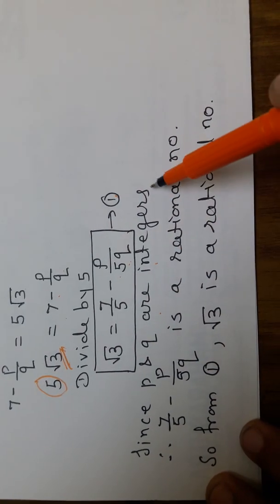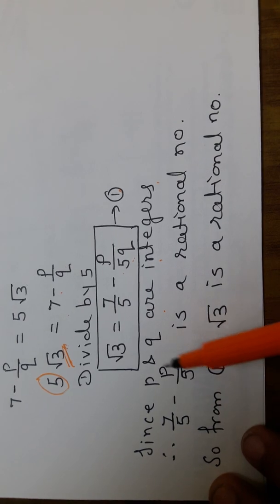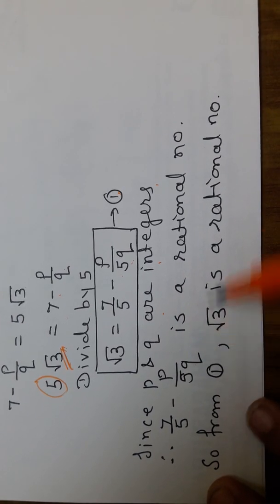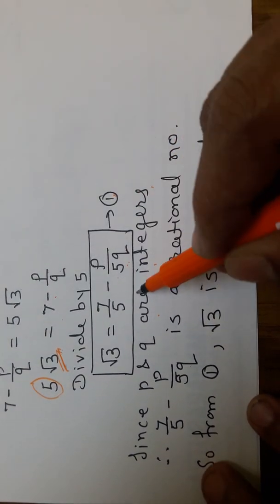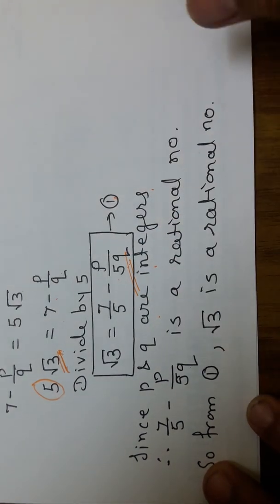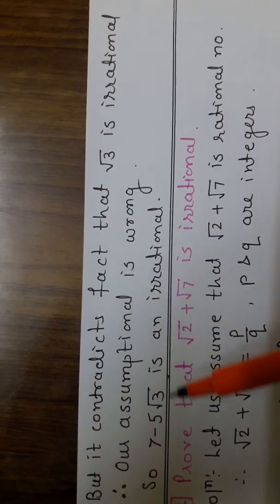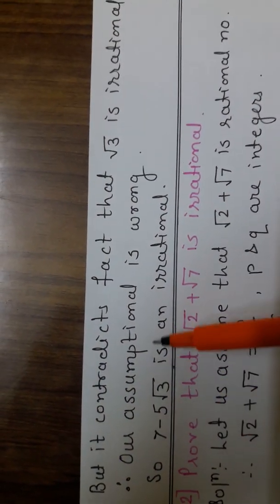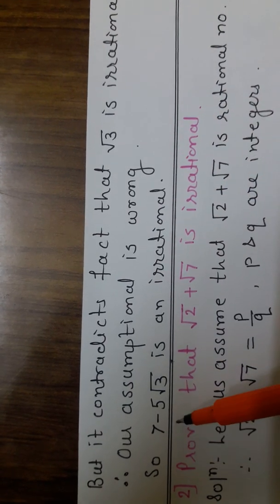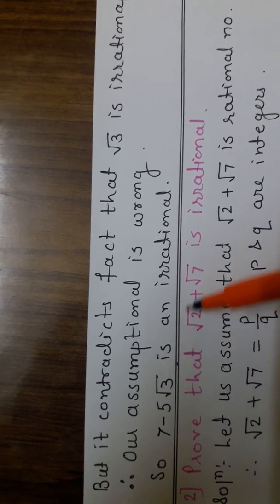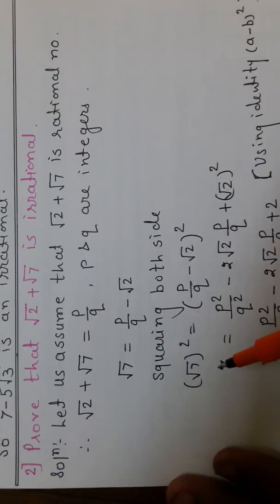Since p and q are integers, therefore 7 by 5 minus p upon 5q is a rational number. If the right hand side is rational, therefore root 3 is also a rational number. But it contradicts the fact that root 3 is irrational. Therefore our assumption is wrong. So 7 minus 5 root 3 is irrational.